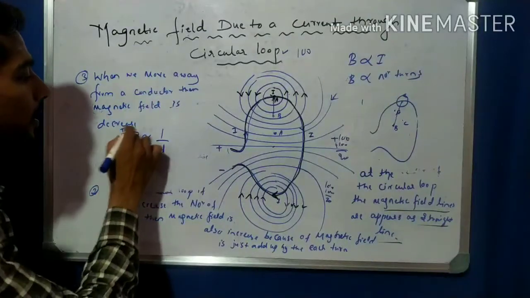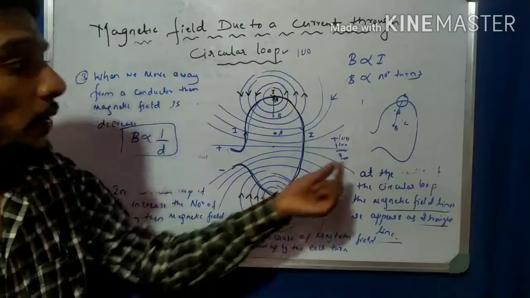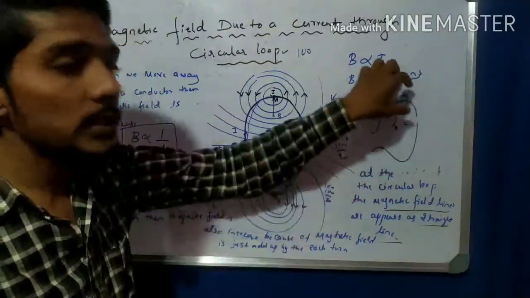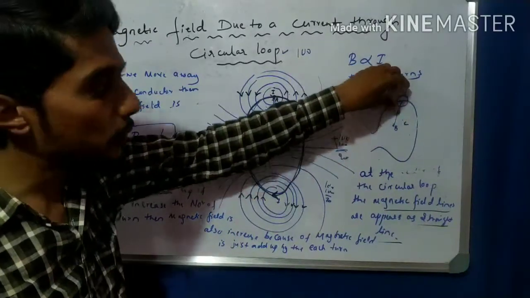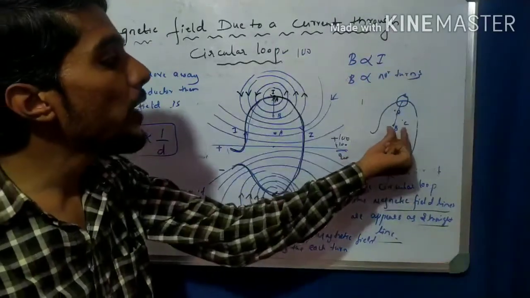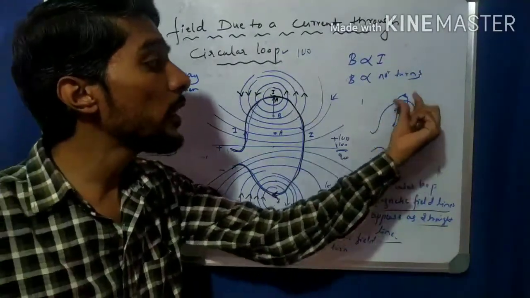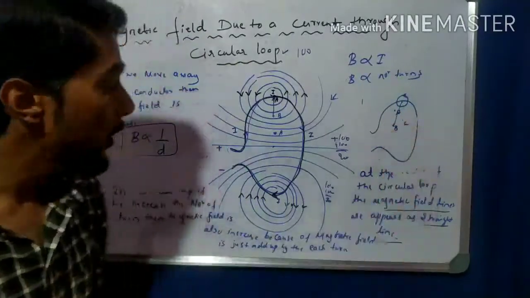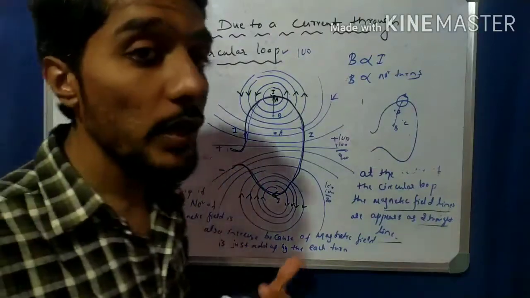So that is very important. That is one concept: the magnetic field is inversely proportional to distance. If the point is closer to the conductor, it experiences more magnetic field. If the point is away from the conductor, or the distance between the conductor and the point is more, it experiences less magnetic field. So these are very important points we learned today.